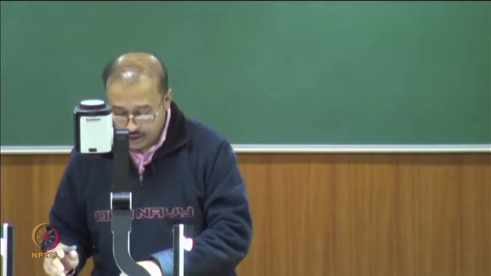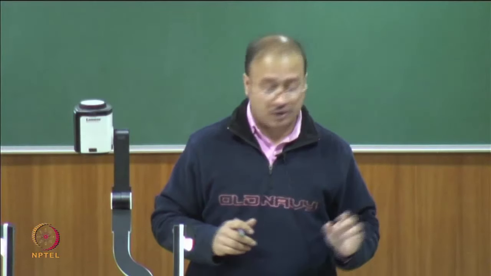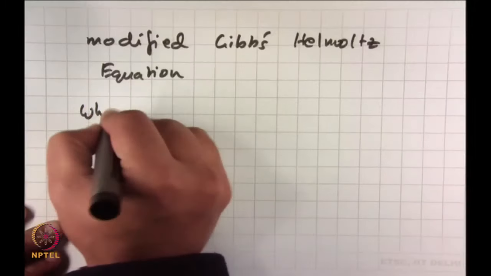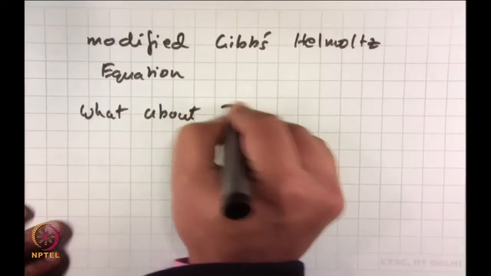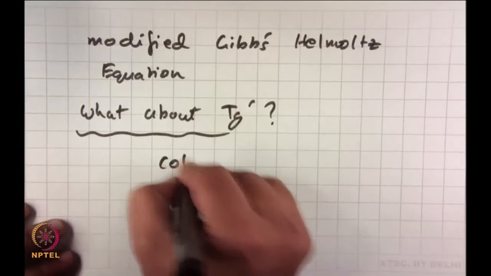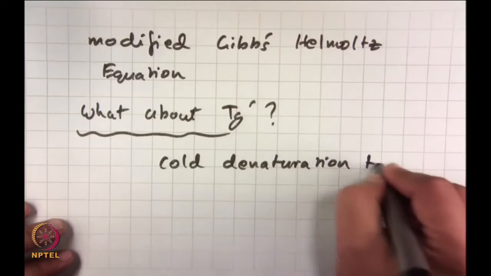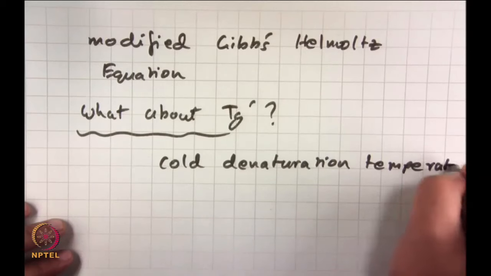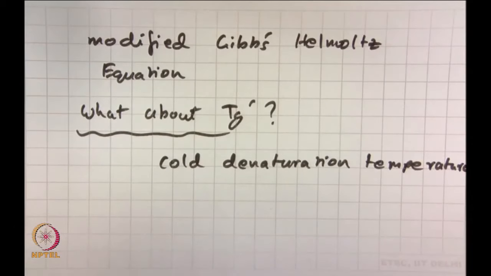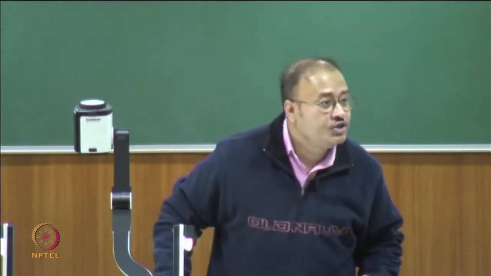Okay. But see, what we have done here is we have looked essentially at T of g. What about T g prime? What about T g prime? This is our cold denaturation temperature. So, T g prime is a cold denaturation temperature. Okay. So, in this case, what will you do to find T g prime?